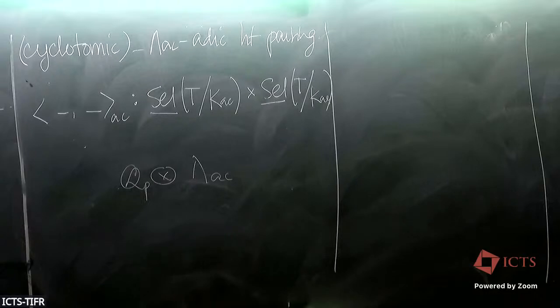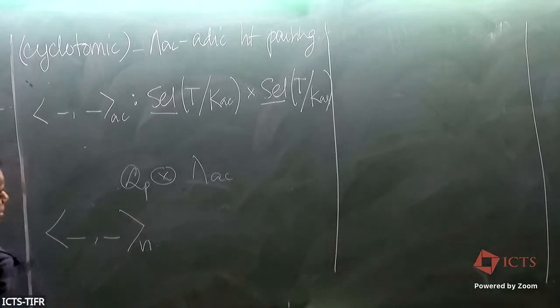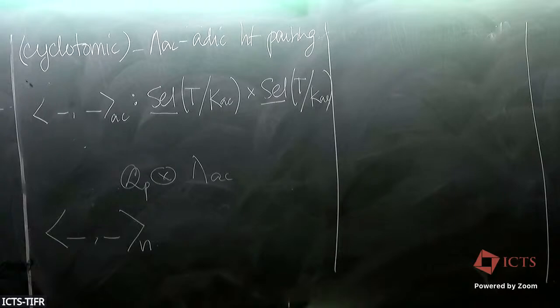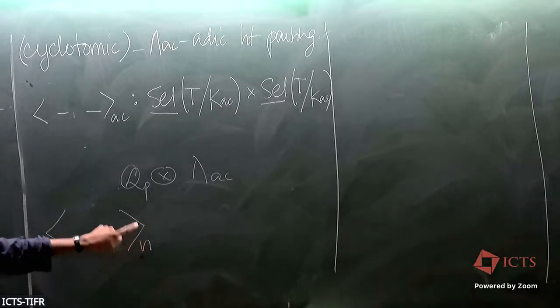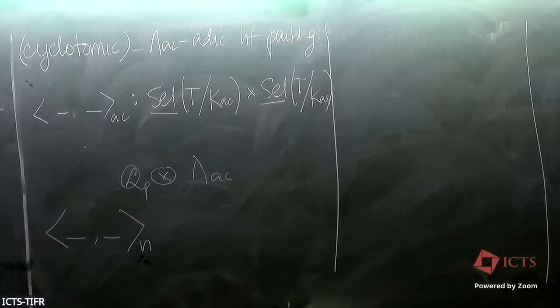And this anticyclotomic height pairing, you can not just look at what's happening at the top, you can look at what is happening at each layer. So at each layer, you have a height pairing that you can denote by n. I'm just introducing this notation because I'll need this in a second.